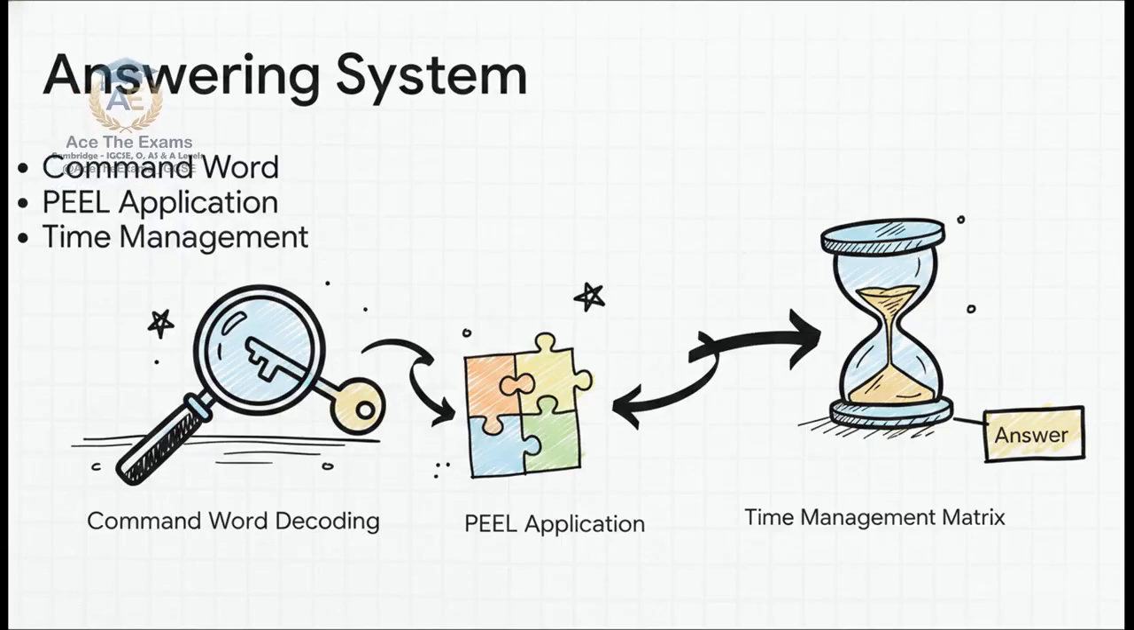Rule 3, time management matrix. Allocate your time strictly based on the marks available. Don't spend 15 minutes perfectly drawing out a 2-mark 1NF table, leaving yourself rushing through an 8-mark 3NF evaluation. That's a disaster. Stick to the system, and you will thrive.